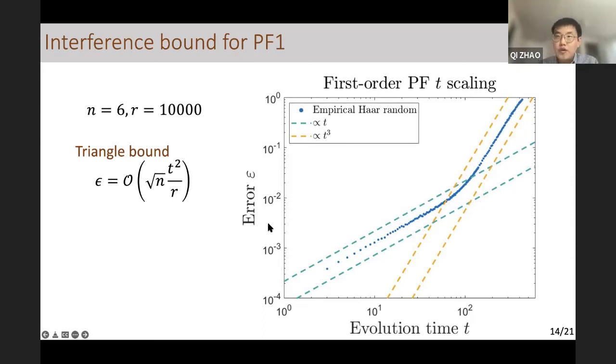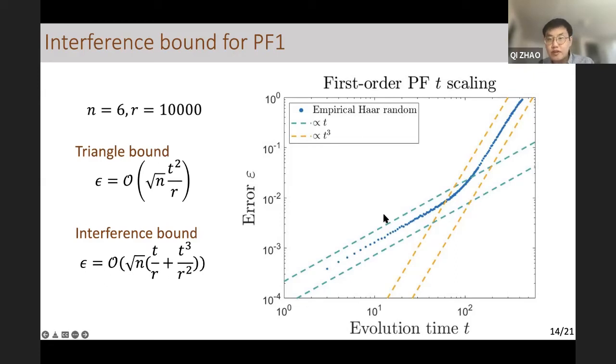And so in the following, we will give a refined error analysis. It's called the interference bound. We consider the destructive error interference between different segments. In this refined bound, the result can match the numerical result very well. It's at first linear with t and then becomes t cubed.